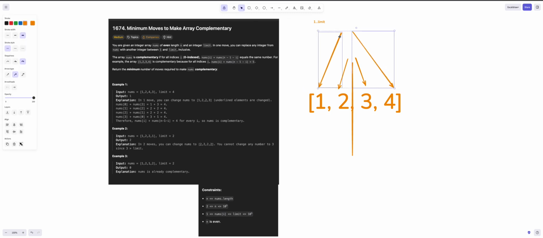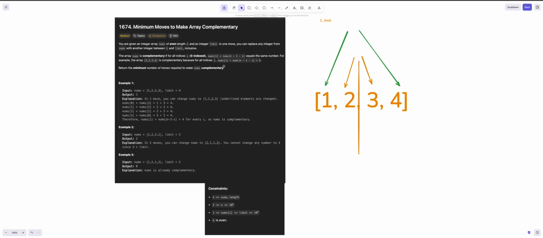I'm going to change the color for better understanding. So 2 plus 3 is 5, 4 plus 1 is 5. That means if the sums of these paired values of the even array are all the same, that array can be considered complementary. I hope that helps you understand the question much better.